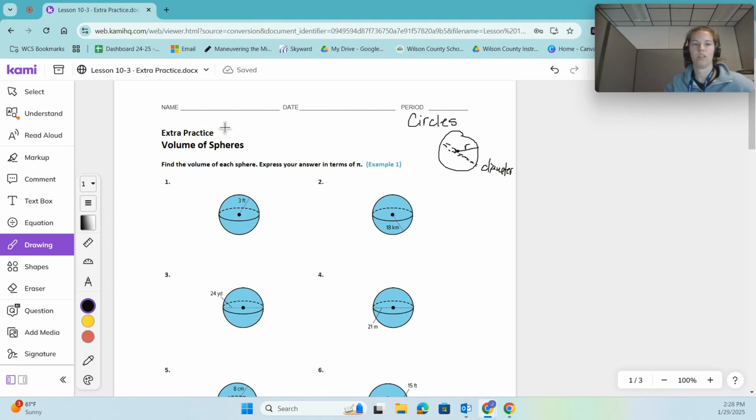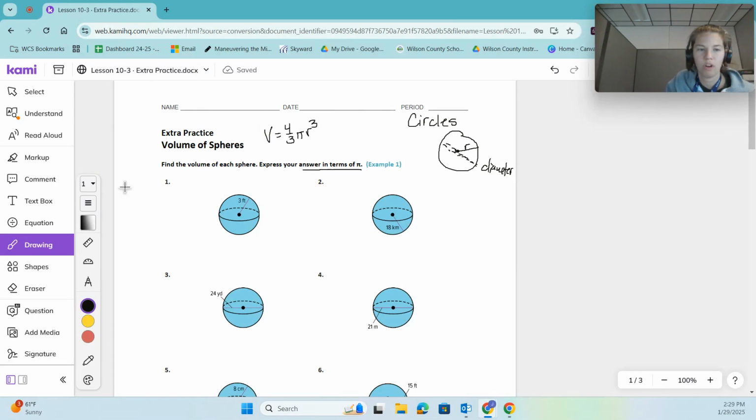Now for volume of our spheres, our formula is going to be 4/3 pi times radius cubed. Volume equals 4/3 pi times radius cubed. In these first couple, we are going to express our answer in terms of pi, and we're going to find the volume.